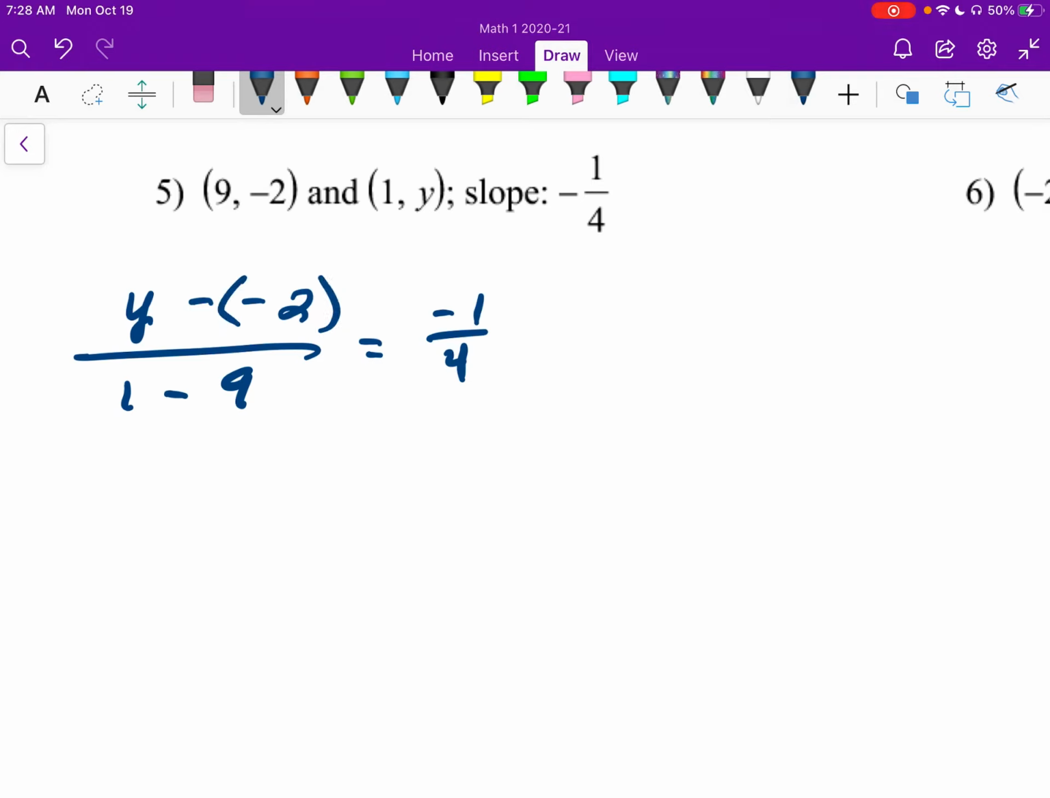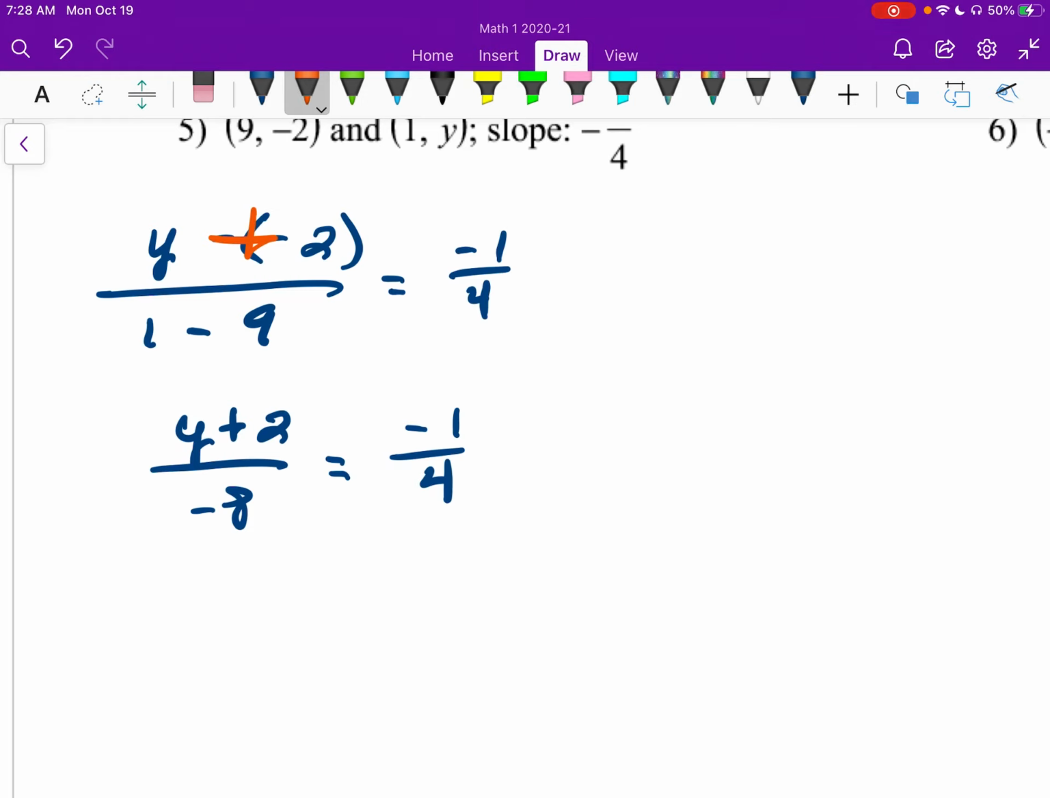Now, just like what I've been doing, I'm going to try to make this a little bit prettier. I'm going to start off by changing those to an addition. And I'm going to have y plus 2 over, well, 1 minus 9 is negative 8. That's equal to negative 1 over 4.